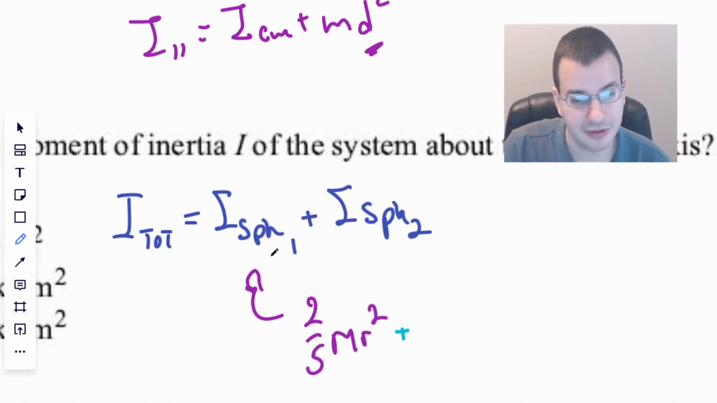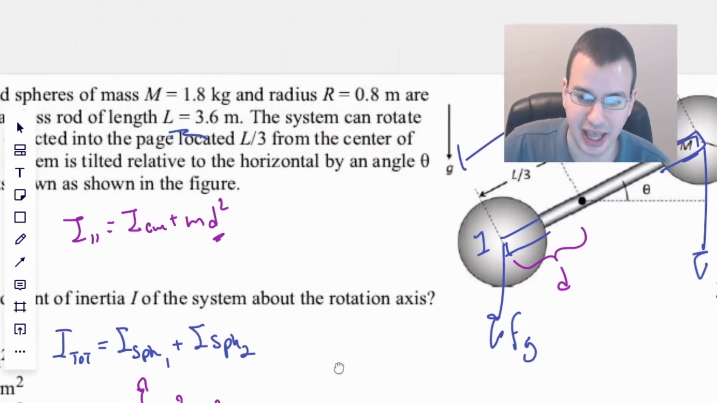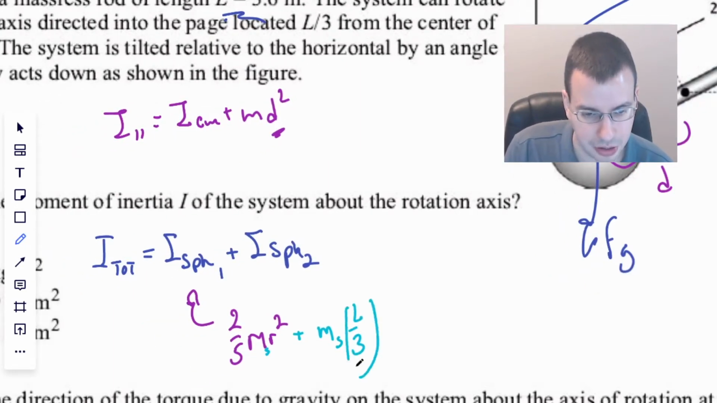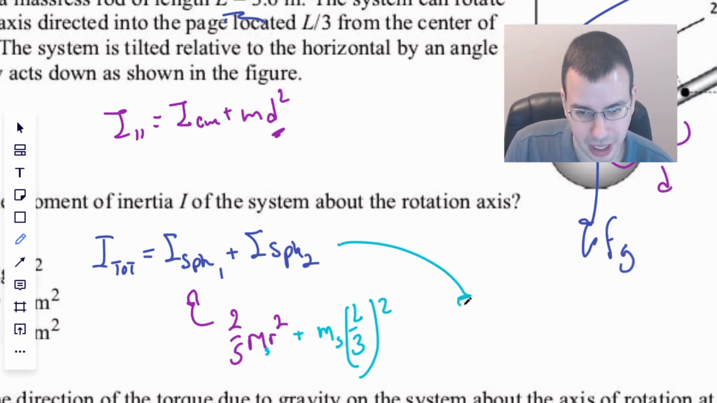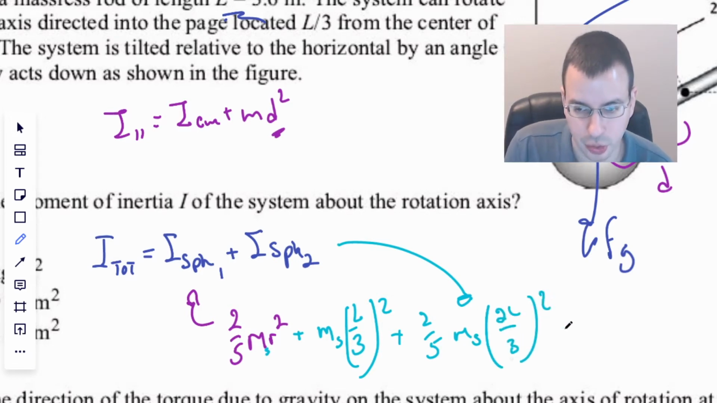Okay, so we have 2/5 mr squared plus m, these are both m's of the sphere, plus d squared, which I'm just going to say as L over 3. L over 3 squared. Add this one over, it'll be 2/5 m, which is mass of the sphere, plus m times 2L over 3 quantity squared.